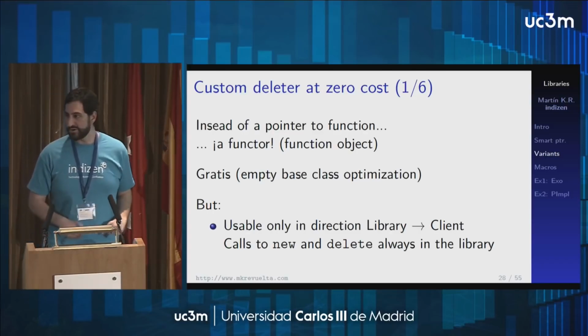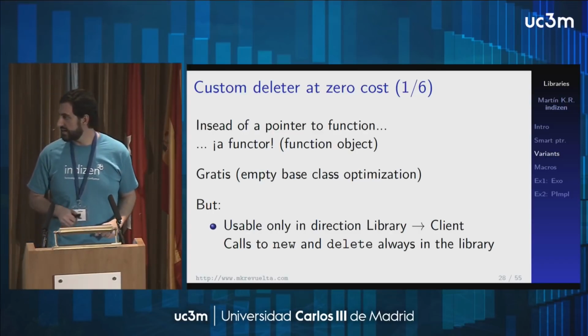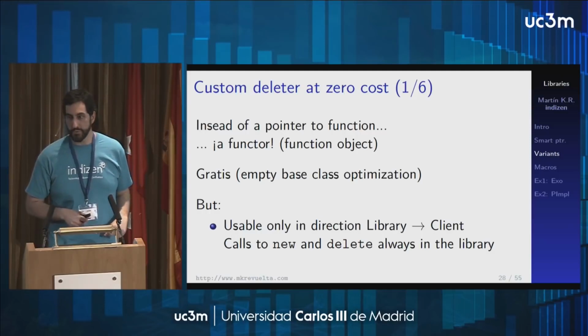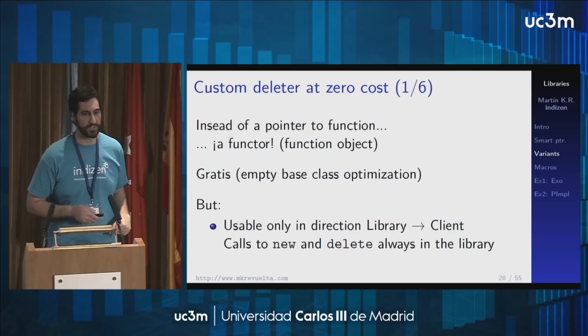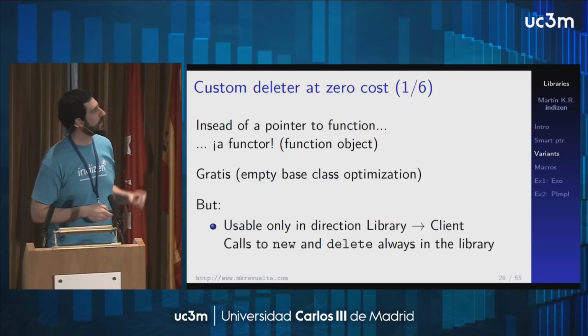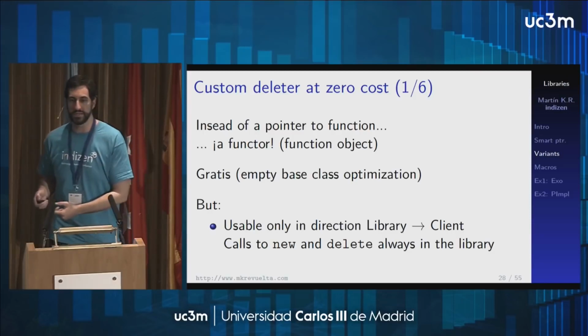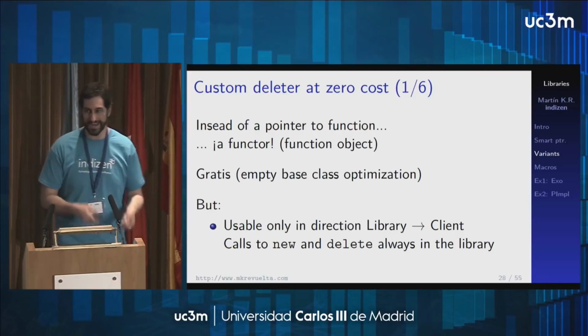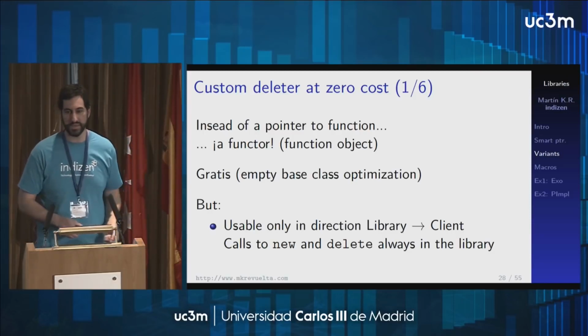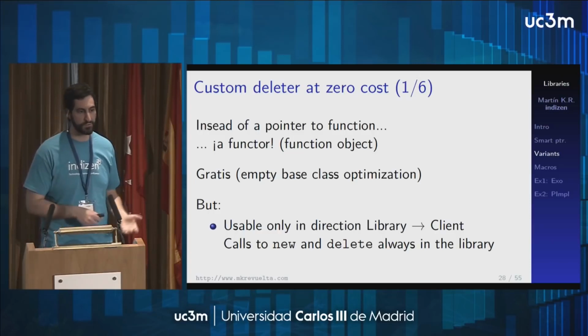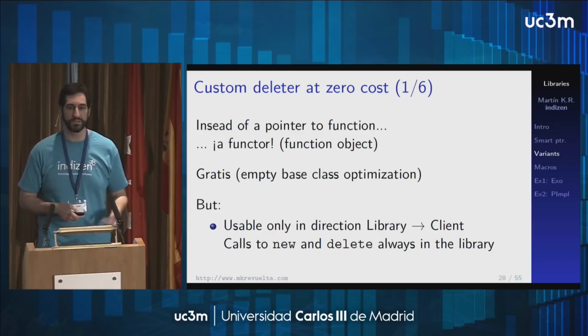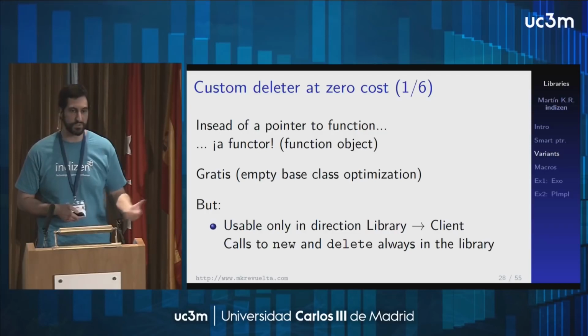Custom deleter at zero cost. This is another variant, a very interesting variant. We can save that pointer, that extra pointer, by using a function object, a functor. Instead of a pointer to the deleter, we can specify a class with the parenthesis operator overloaded, and that function would do the delete.